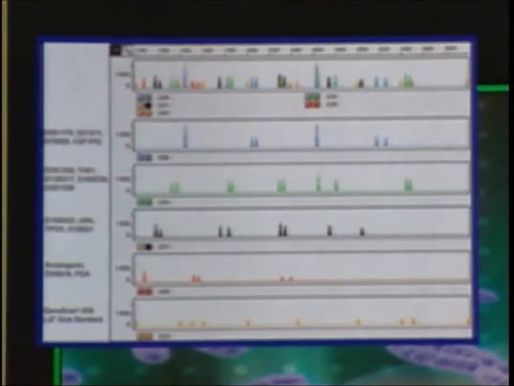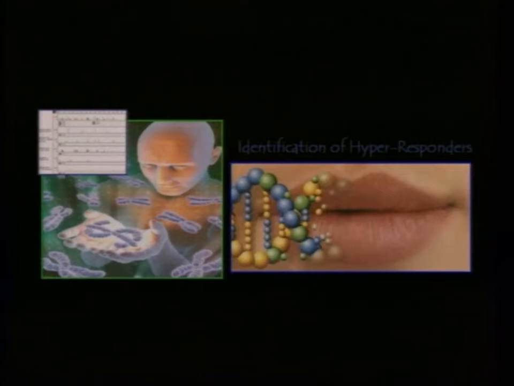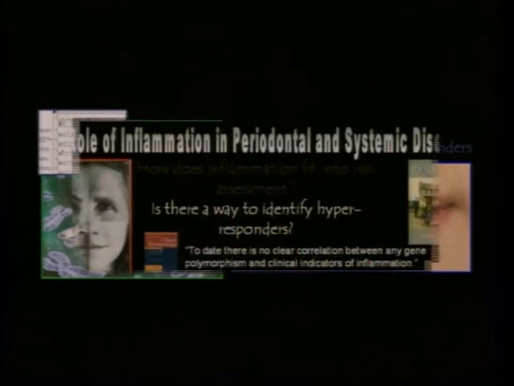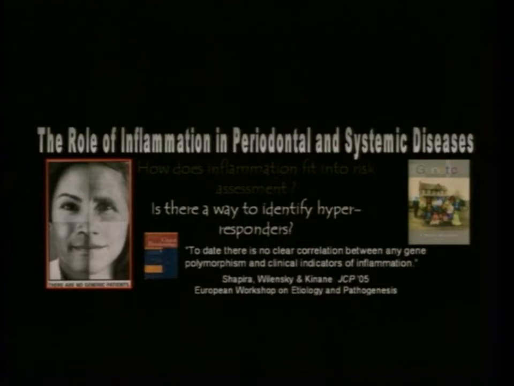But it's a complex story, and probably it's going to involve 3 to 5 gene families. It's going to depend on what ethnic group you're in, and clinical expression will probably depend a lot on lifestyle decisions. But the European workshop concluded that to date there's no clear correlation between any gene polymorphism and clinical indicator of inflammation.